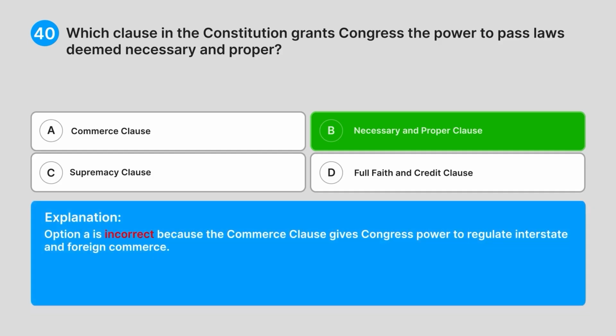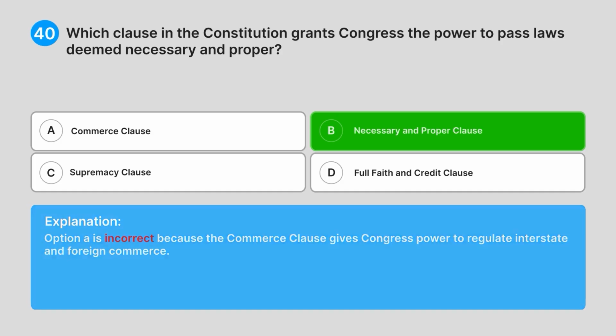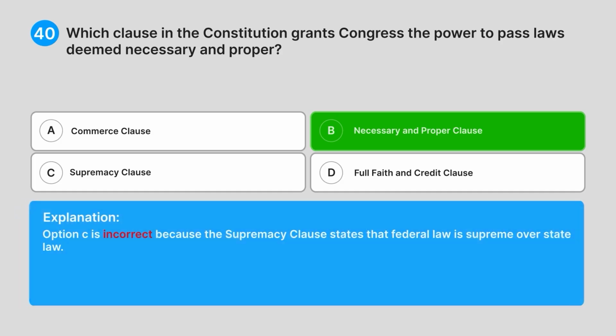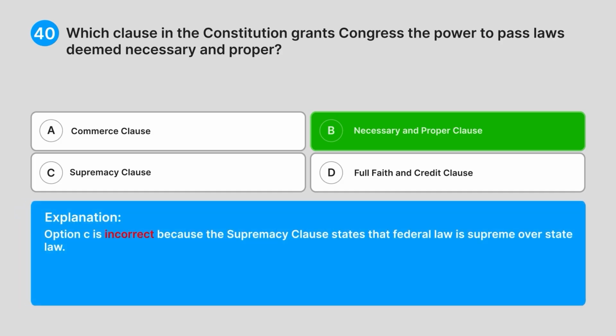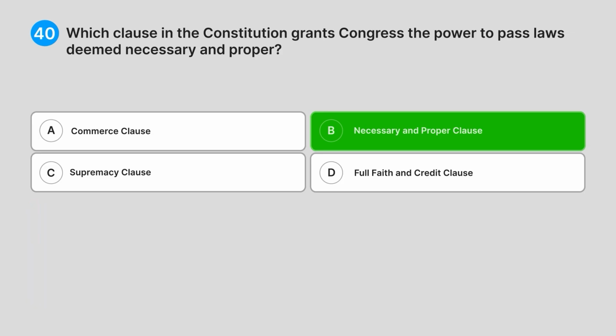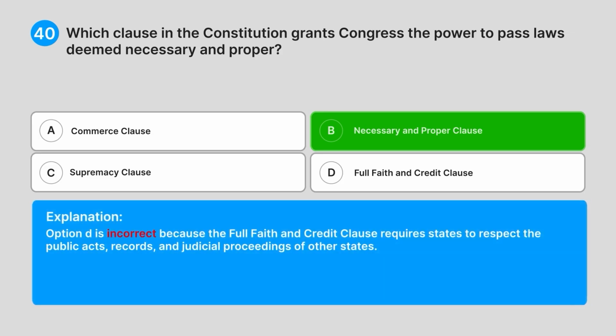Option A is incorrect because the Commerce Clause gives Congress power to regulate interstate and foreign commerce. Option C is incorrect because the Supremacy Clause states that federal law is supreme over state law. Option D is incorrect because the Full Faith and Credit Clause requires states to respect the public acts, records, and judicial proceedings of other states.